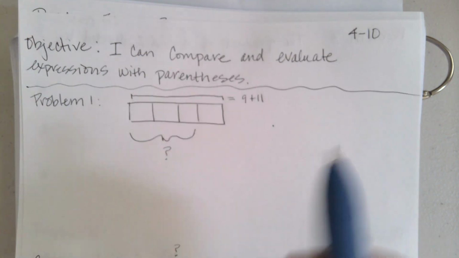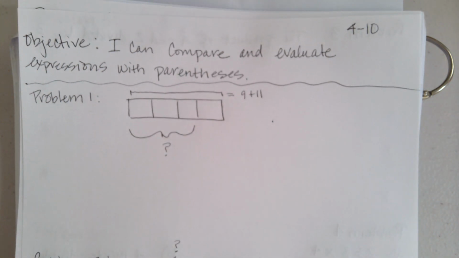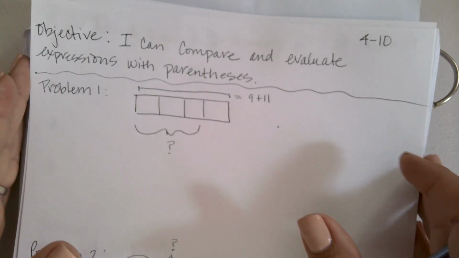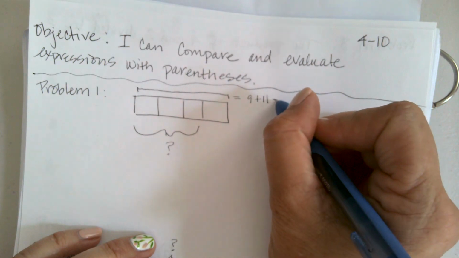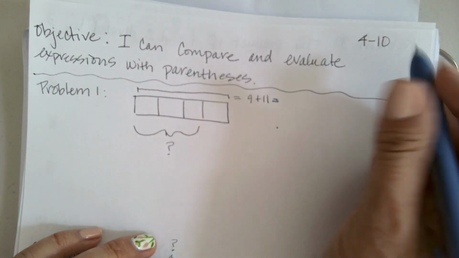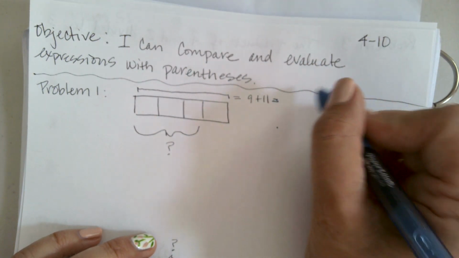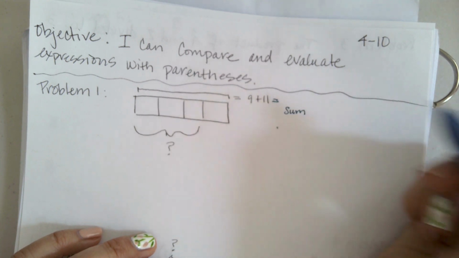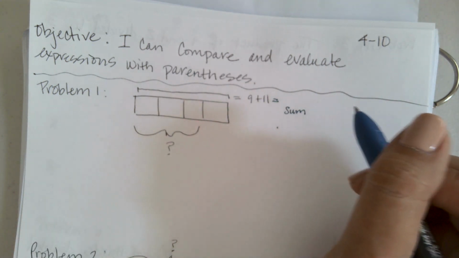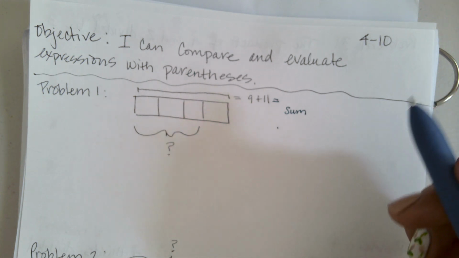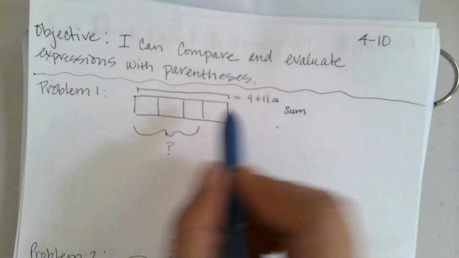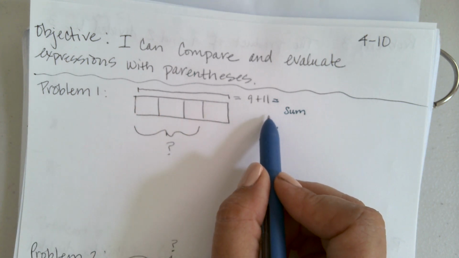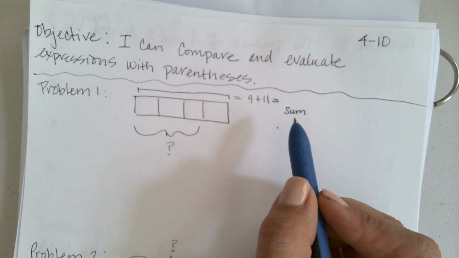Let's start off with, what do we call the answer to an addition sentence? What do you call the answer to an addition sentence? You're right, it's called the sum. Right, the sum of two numbers. So our whole is the sum, so this whole is the sum of 9 and 11.